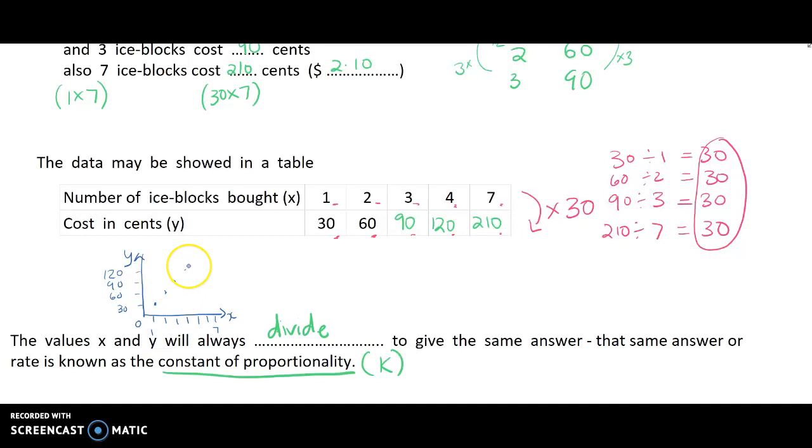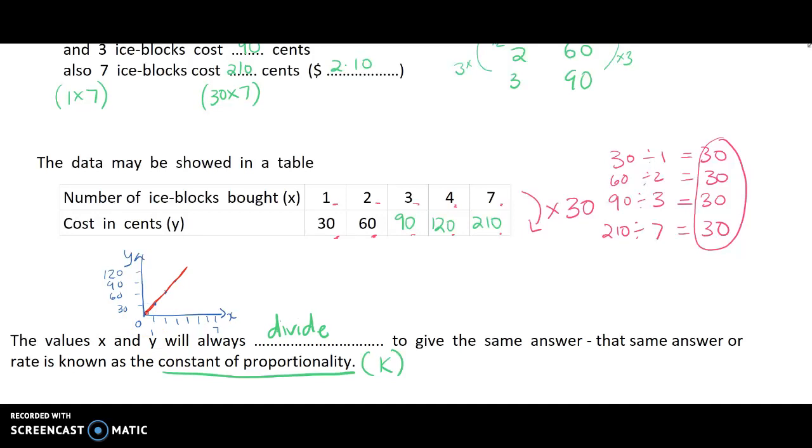4 is to 120. And if I join them, what do you think 0 would be? If I had a 0. 0 ice blocks, 0 cents. So therefore that'll be 0. And if I join all of them, it gives me a straight line. See?